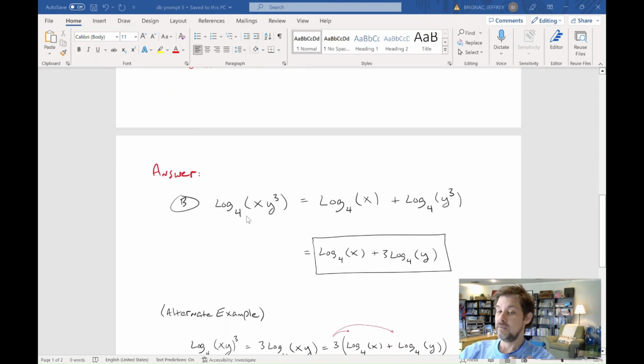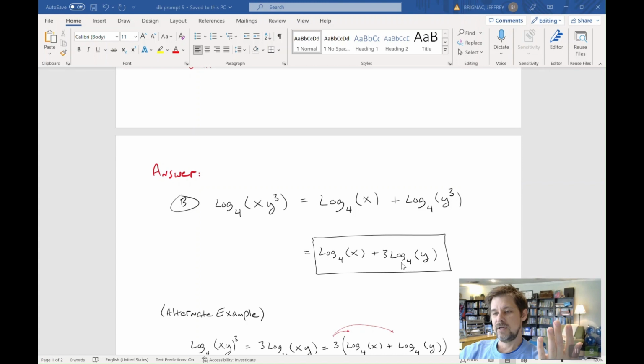The way that we would proceed if we did this correctly was first apply multiplication to addition, and then with this lone term right there, it has an exponent of 3, which we would then move out here to expand it. That's how we would do it correctly by using the rules.